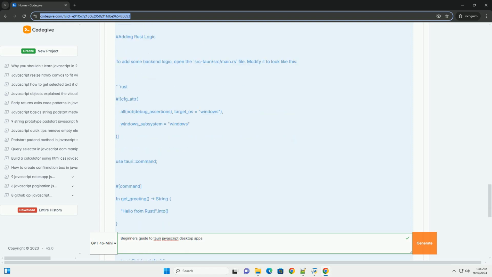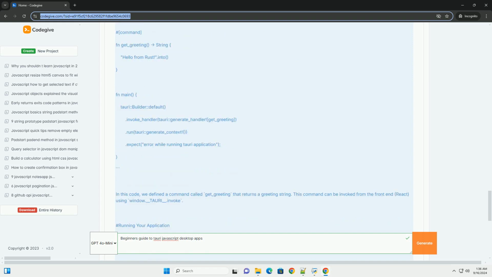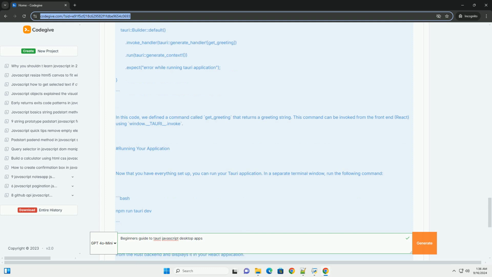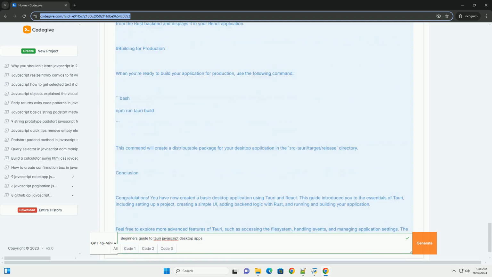Additionally, Tauri supports various platforms, including Windows, macOS, and Linux, making it a versatile choice for cross-platform development. With efficient packaging, developers can distribute their applications easily.